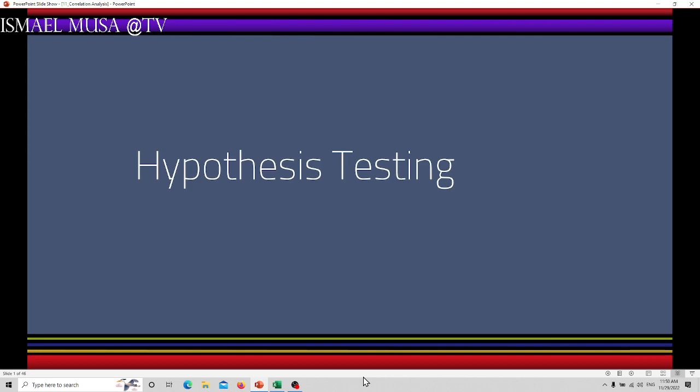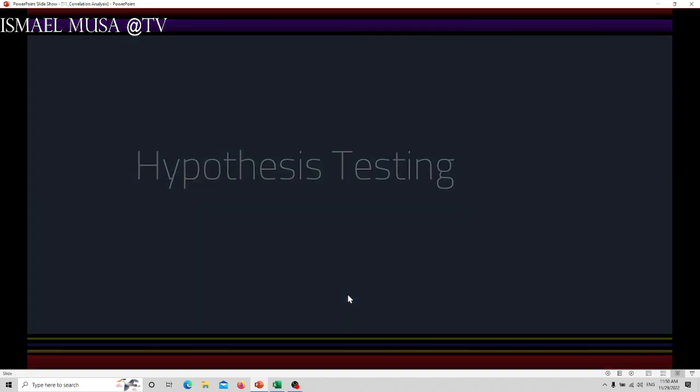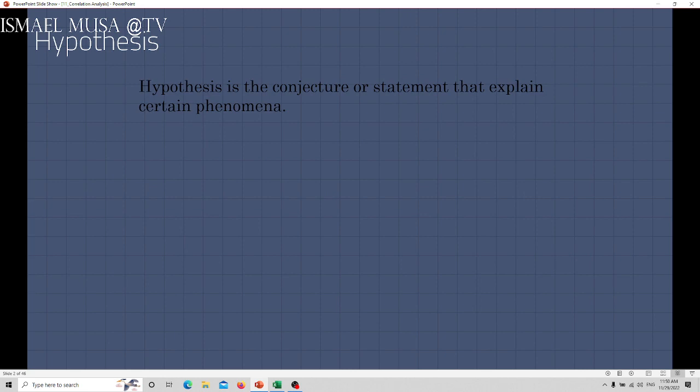But in this subject, testing of hypothesis or hypothesis testing, first, you have an issue to settle. You have a statement of your problem. The answer to your statement of the problem is what we call the hypothesis. Hypothesis is the conjecture or statement that explains the phenomena.